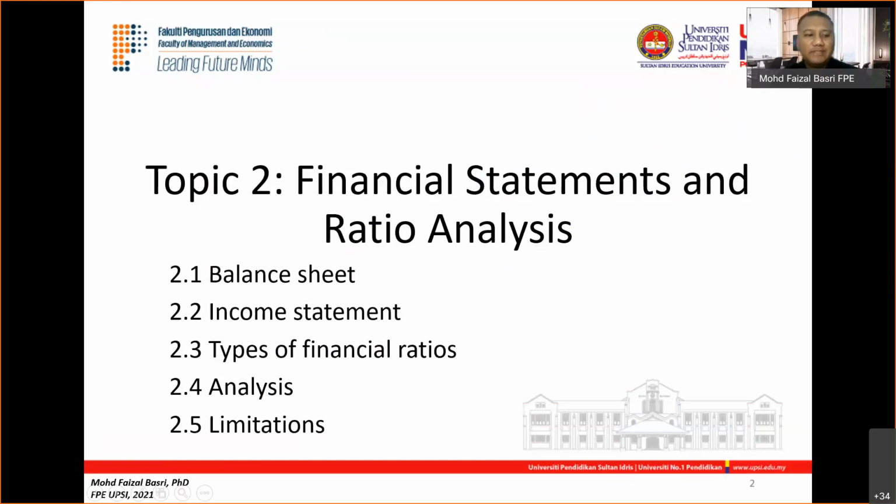Okay, so here you will see multiple types of financial ratios categories. You will see later on we will have five categories of financial ratios, and every category will have multiple ratios under each one. And lastly, we will go through the limitations, even though it is quite important for our financial ratio analysis, but obviously every tool always has disadvantages. So we will discuss a bit about the limitations.